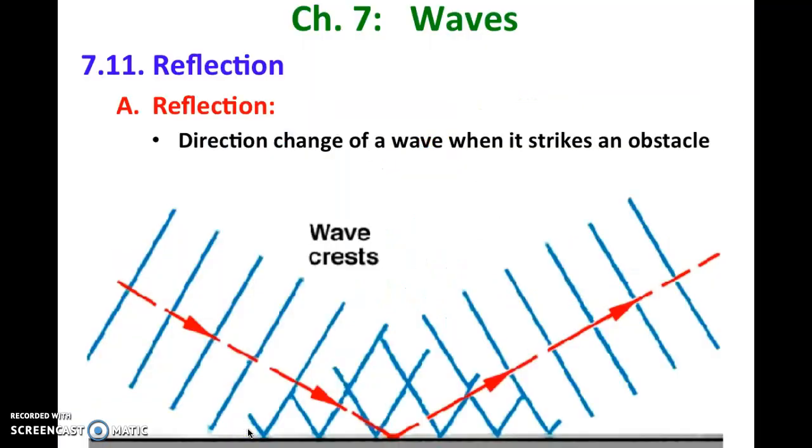Hi guys, today we continue to study chapter 7 about waves. A wave, including light, changes its direction when it strikes an obstacle or a surface. This type of direction change is called reflection.